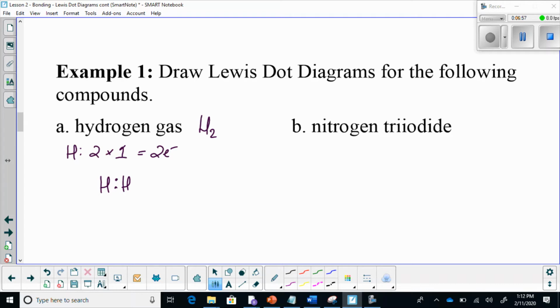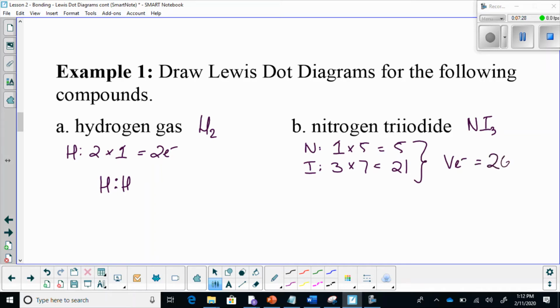The next one we have is nitrogen triiodide. The chemical formula looks like this. Okay, let's count our valence electrons. Nitrogen, there is 1 atom times 5 valence electrons, 5. Iodine, there is 3 times 7 valence electrons for a total of 21. Our total valence electrons is equal to 26.